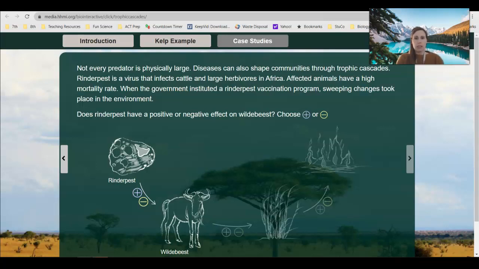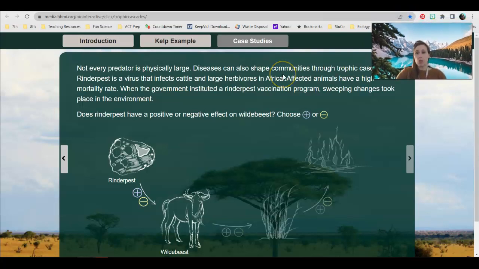When the government instituted a rinderpest vaccination program, sweeping changes took place in the environment. And we're not going to focus too much on that so much as just what happens when rinderpest comes into an ecosystem. Does rinderpest have a positive or negative effect on the wildebeest?